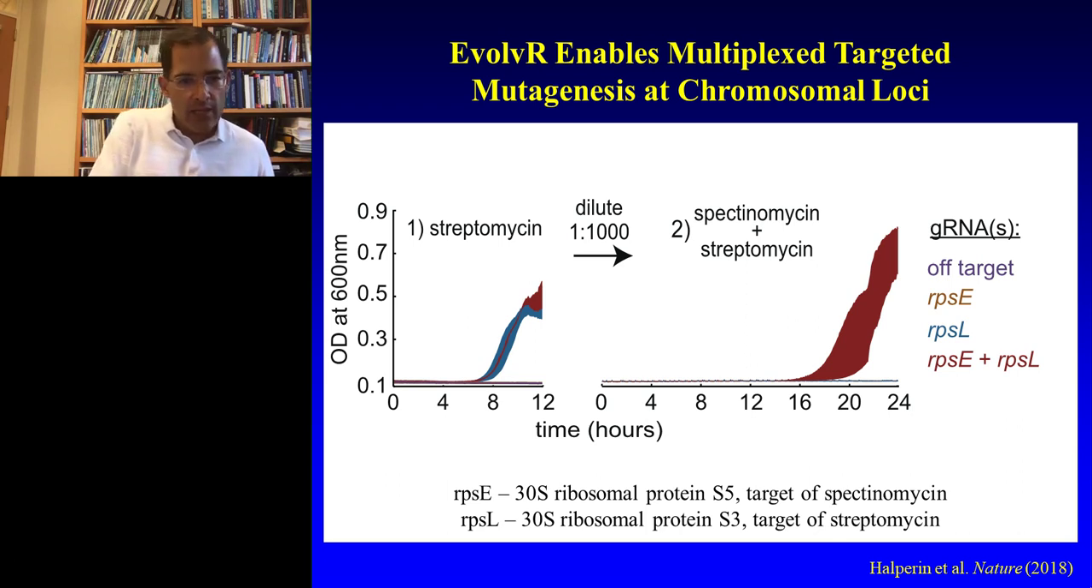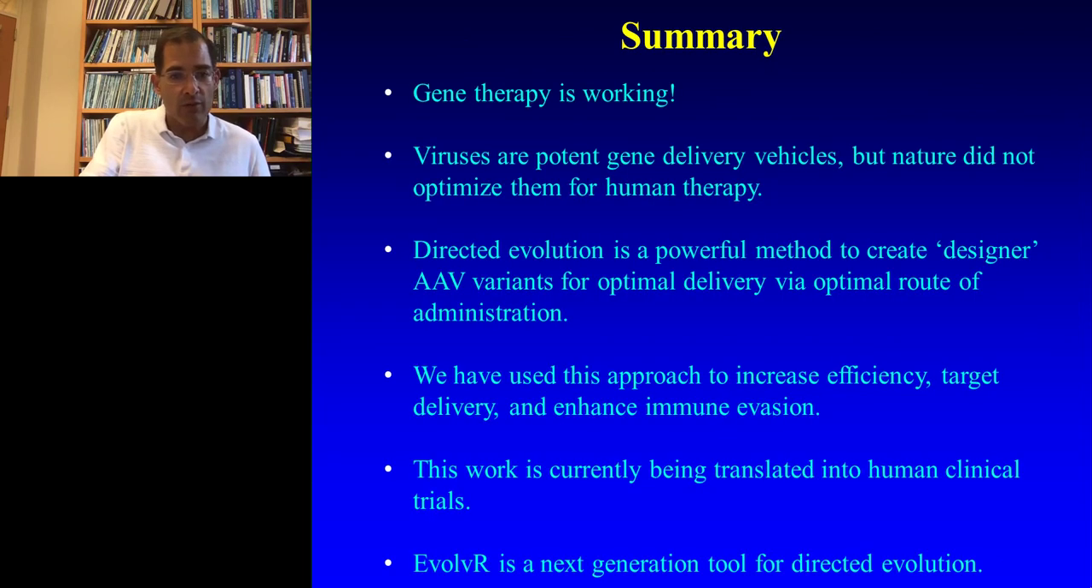And as a final piece, it turns out you can also take advantage of the multiplexing of CRISPR-Cas9 and introduce 2 guide RNAs, one targeted to one ribosomal gene, the 30S ribosomal protein S5, which is a target of the antibiotic spectinomycin, and a second targeted against 30S ribosomal protein S3, which is a target of streptomycin. And only when you have both of these guides present, and as a result, confer upon those cells the capacity to evolve resistance to both of those antibiotics, only in the presence of both of those guides do you end up with antibiotic-resistant bacteria. So we're currently translating this technology into mammalian cells to evolve things that might be of interest, such as gene delivery vehicles.